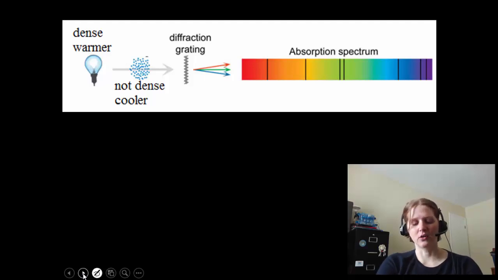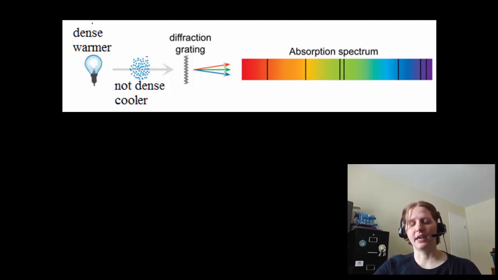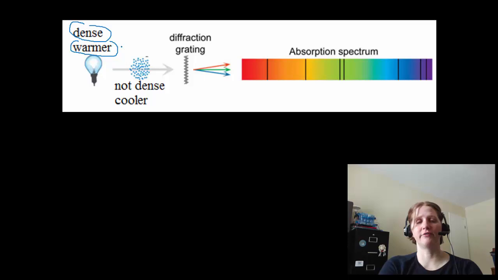The last category of spectra is called an absorption spectra. An absorption spectra is basically the two categories put together that we've already talked about. So we're going to have a background light source, and in this case we're going to have a hot, dense background light source. So that's going to be giving off the full rainbow, all the colors, continuous spectrum.